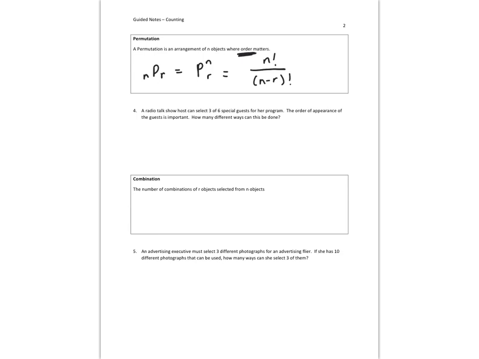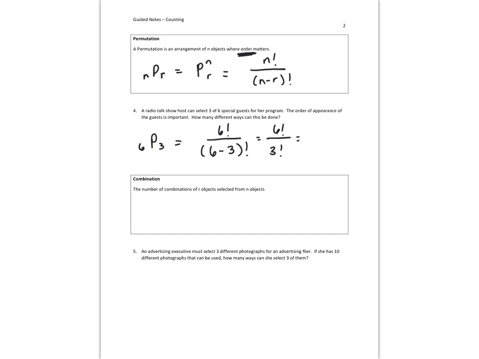Order matters. Number 4. A radio talk show host can select 3 of 6 special guests for her program. The order of appearance of the guest is important, so it matters. How many different ways can this be done? So you got 6, choose 3. 6 permutation 3, and that will be 6 factorial over 6 minus 3 factorial. And that's 6 factorial over 3 factorial.